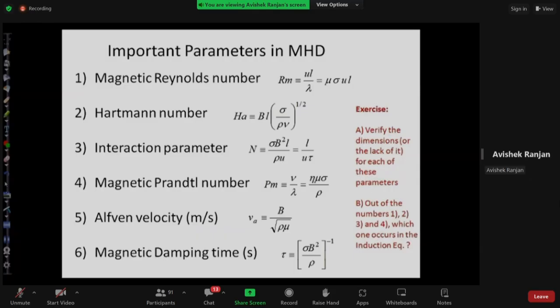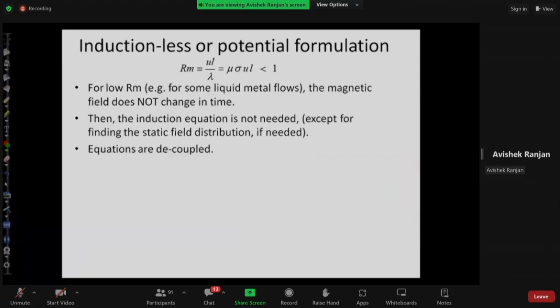If you recall the example that I gave in the initial mutual interaction of U and B, there the Lorentz force was opposing the moving conductor. So typically that is one behavior that is a classic of MHD, especially MHD at low magnetic Reynolds number. That's why the word magnetic damping time is used, because the magnetic field can damp the velocity field through the Lorentz force. Now, what is the inductionless or the potential formulation?